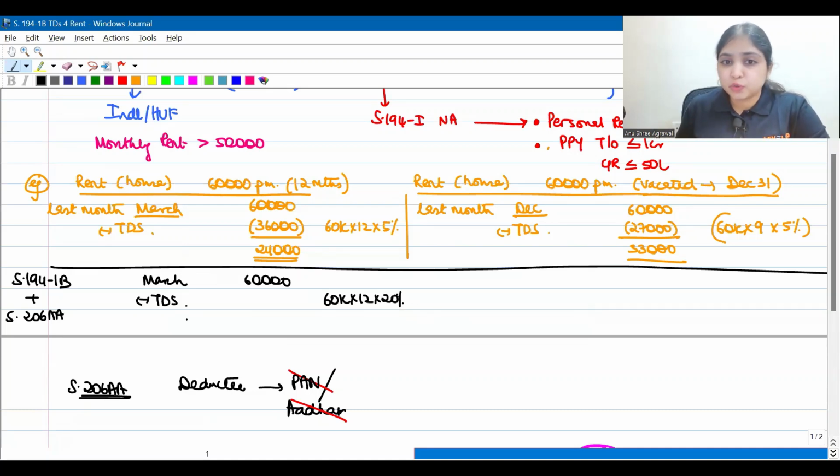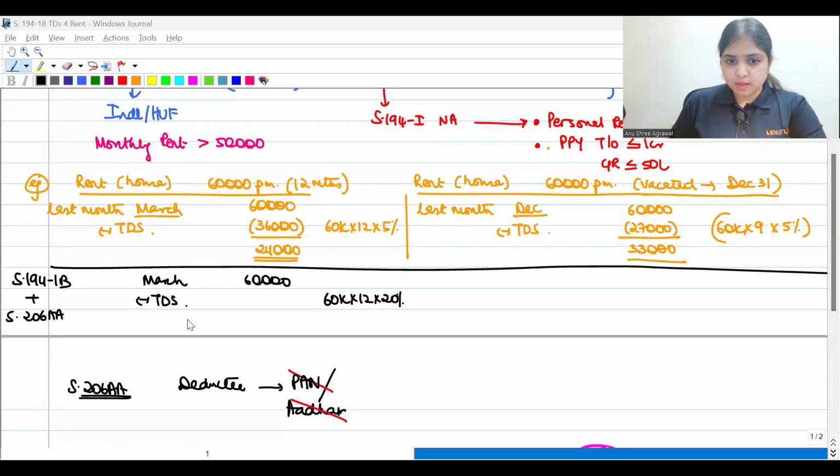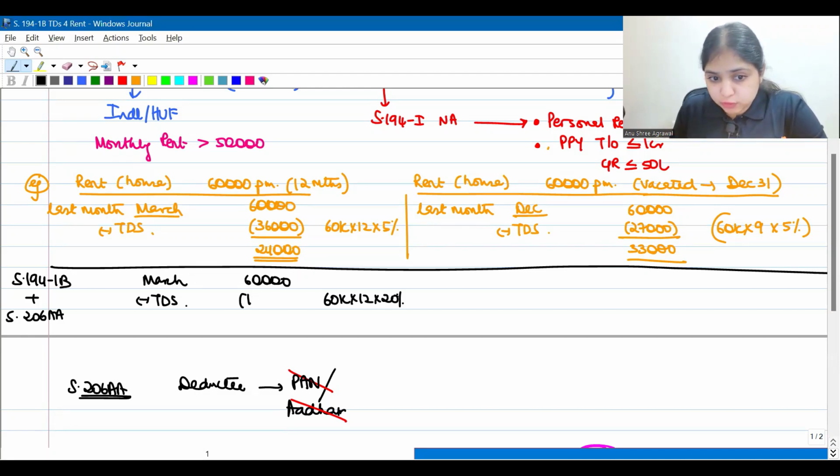guys. So now if you do the calculation, how much does the tax work out to? See, 60,000 into 12 into 20%, this works out to 1,44,000 rupees. So the net number is going to be negative, guys. 60,000 is March month's rent. From that 1,44,000 TDS, is it even possible to deduct? No. The TDS should not be more than the last month's rent.